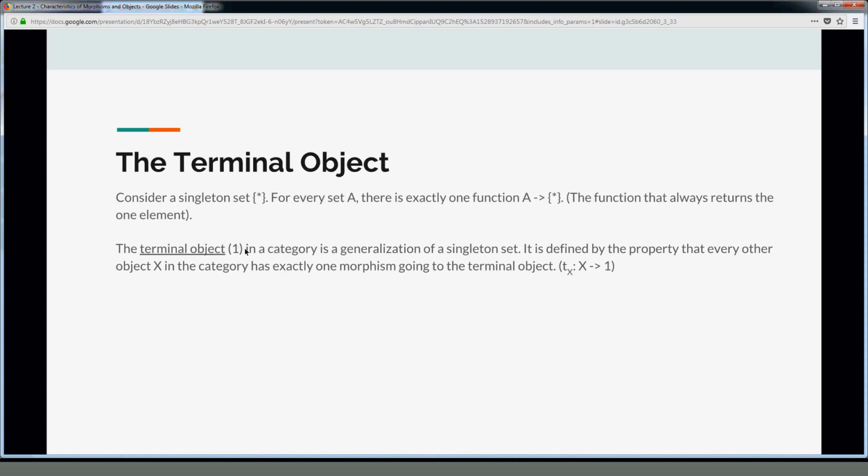But there's a reason why I'm calling it 1 here. As you'll see, it behaves well with some other objects or constructions on objects that we'll talk about in a second. So the terminal object is defined by the property that every single object in the category has one and only one morphism going to it. So I've written here, T sub x is a morphism going from x to 1.